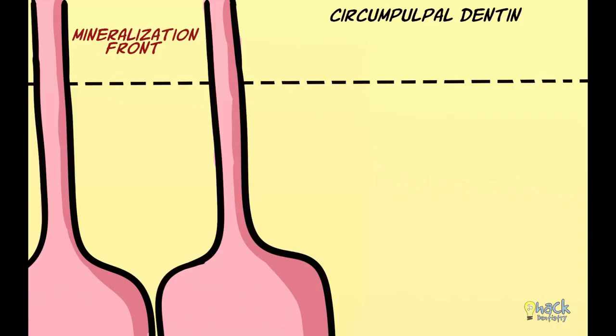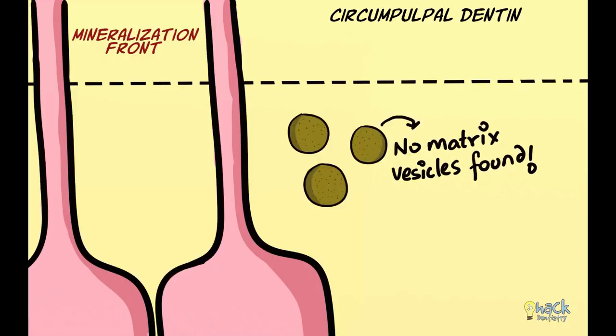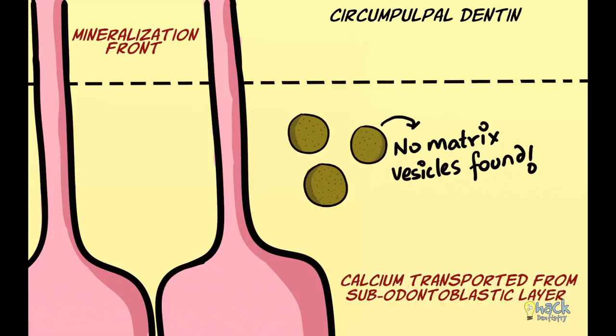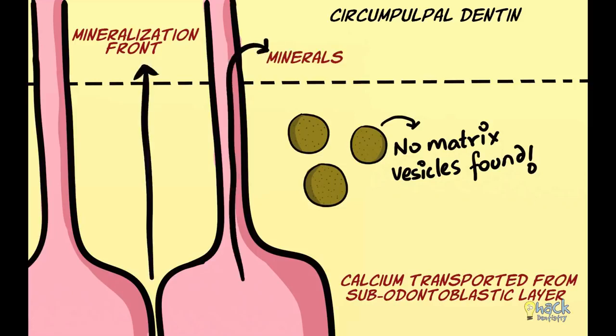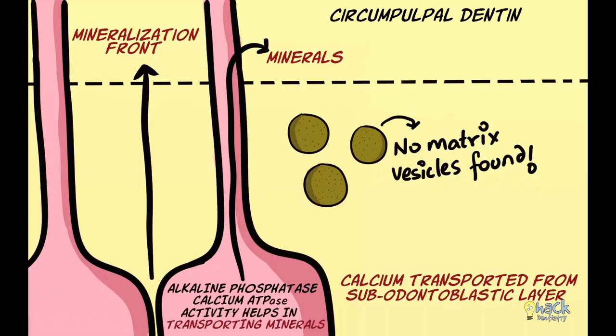As mineralization proceeds to the circumpulpal dentine matrix, there are no matrix vesicles found. What rather happens is calcium is transported from the subodontoblastic area to the mineralization front, either through the odontoblasts or in between odontoblasts. Alkaline phosphatase activity and calcium ATPase activity have been reported within the odontoblasts, which may facilitate the transport of mineral ions to the mineralization front. Now, once in the mineralization front, the non-collagenous proteins deposited here help in mineralization of dentine.